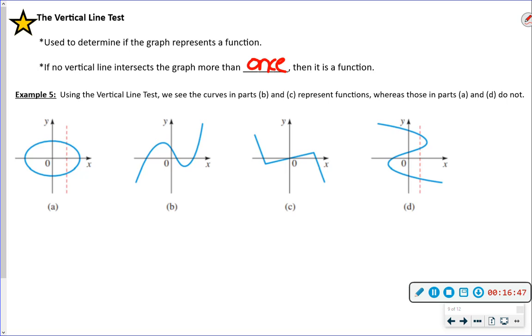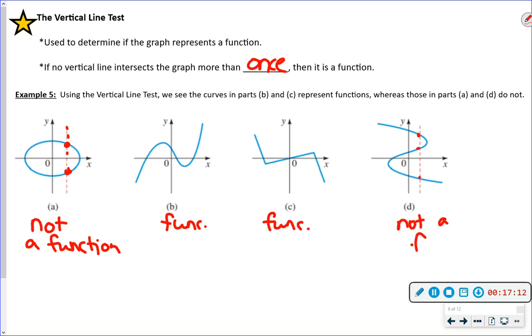Using the vertical lines, we see the curves in B and C represent functions. B and C pass the test. And of course, the graphs in A and D do not, and you can see why. You've got the red dashed line hitting the graph more than once, not a function. Here, your vertical line is hitting it 3 times, definitely not a function. And if you draw a vertical line anywhere on the other 2 graphs, you will see it will only touch it once. You know, vertical line test.